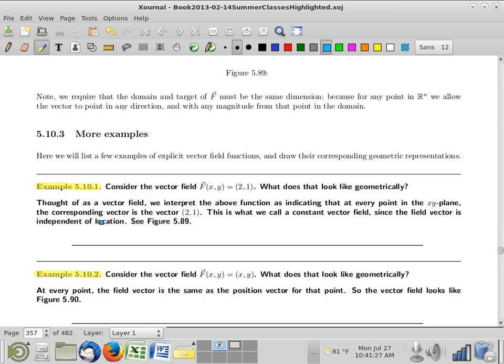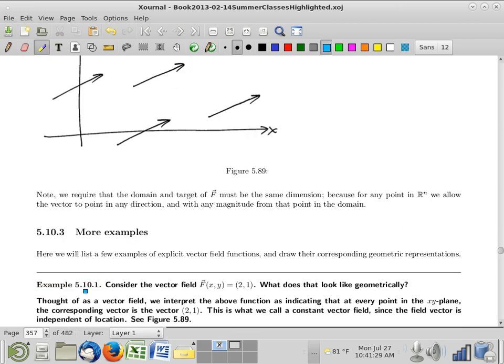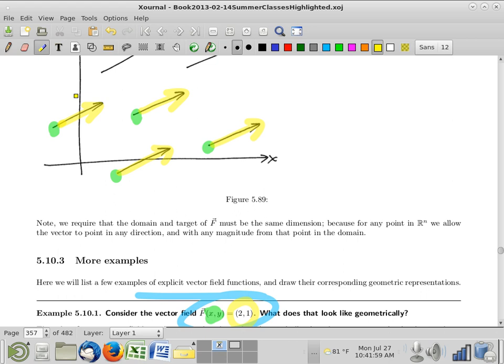Right, so a couple of examples. Let's look at this. So I claim that's a vector field. Notice that for every input point, x comma y, there is an associated vector, and the vector is 2, 1. So at every point, I draw the vector 2, 1. And notice that's the same vector for all points. It doesn't even change depending on x and y, so that's a pretty easy to draw vector field. Always the vector 2, 1 for every point.